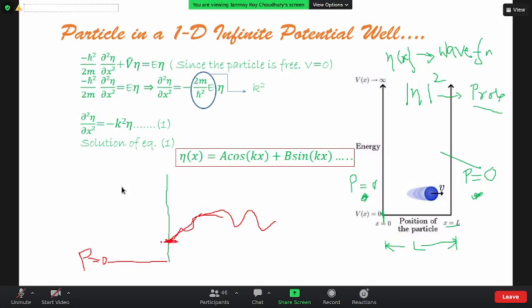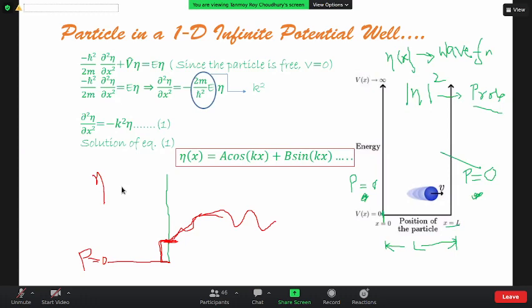So can you see that the wave function eta has a discontinuity at the boundary? By discontinuity, I mean there is a sudden jump of eta. Eta suddenly jumps from 0 to a value that is not 0. Am I right? Yes, sir. Which cannot be true. There cannot be a sudden jump of eta. There cannot be a discontinuity of eta. Eta has to be a smooth function.